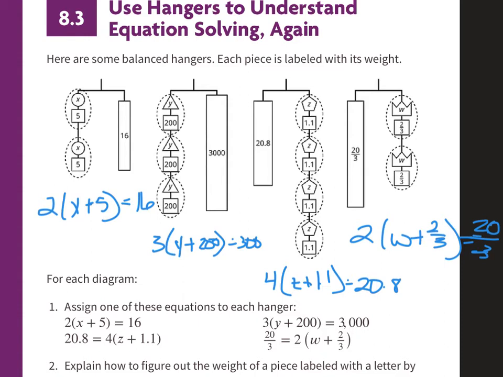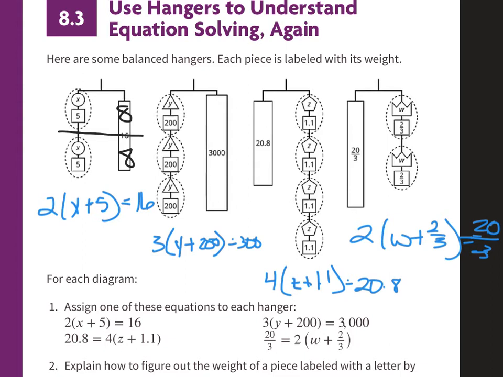So the first one, there are 2 groups, so I'm just going to divide this into two groups, right? We have 16, so 16 divided by 2 is 8. So each group, x plus 5 equals 8. Well, what plus 5 equals 8? 3 plus 5 equals 8, so we're done.